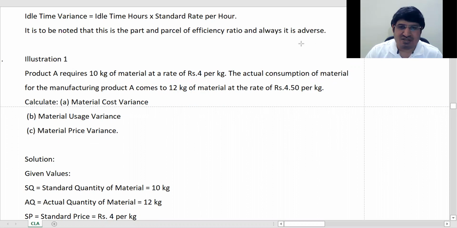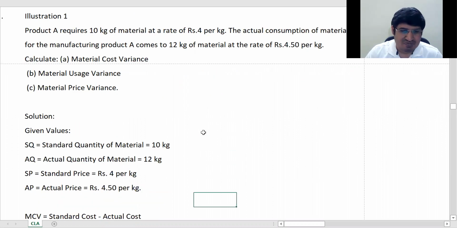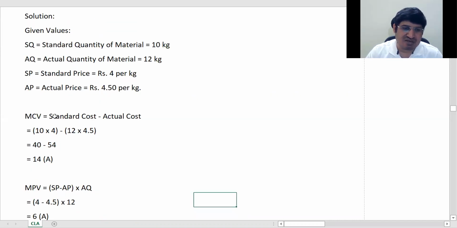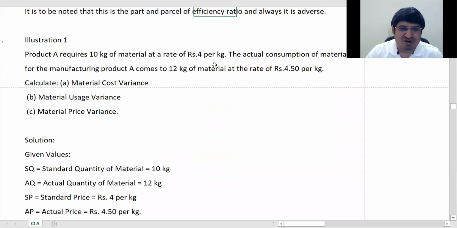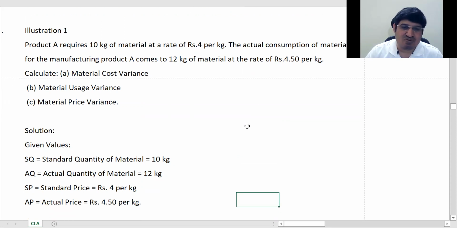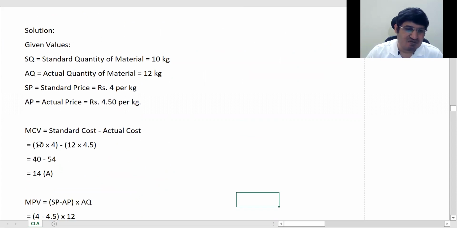Now we'll put the formula. Here is your material cost variance. Material cost variance is total standard cost minus actual cost. What will be standard cost here? 10 into 4 will be standard cost. Actual cost will be 12 into 4.5. So 40 minus 12 into 4.5 will be your material cost variance. It comes to 14 adverse.